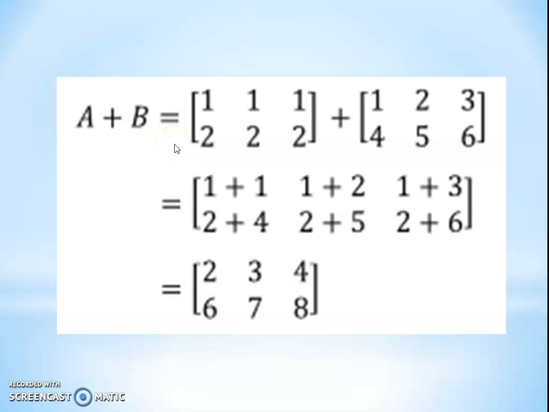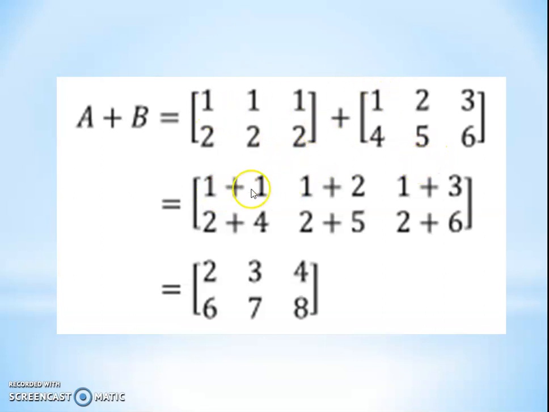Another example, but with another pattern of matrix. We have to find A plus B. The first row is 1, 1, 1, and the second row is 2, 2, 2. In the second matrix, the first row is 1, 2, 3 and the second row is 4, 5, 6. It is not a square matrix. It is called a rectangular matrix, with order 2 rows and 3 columns. So we have to add these. It is possible.